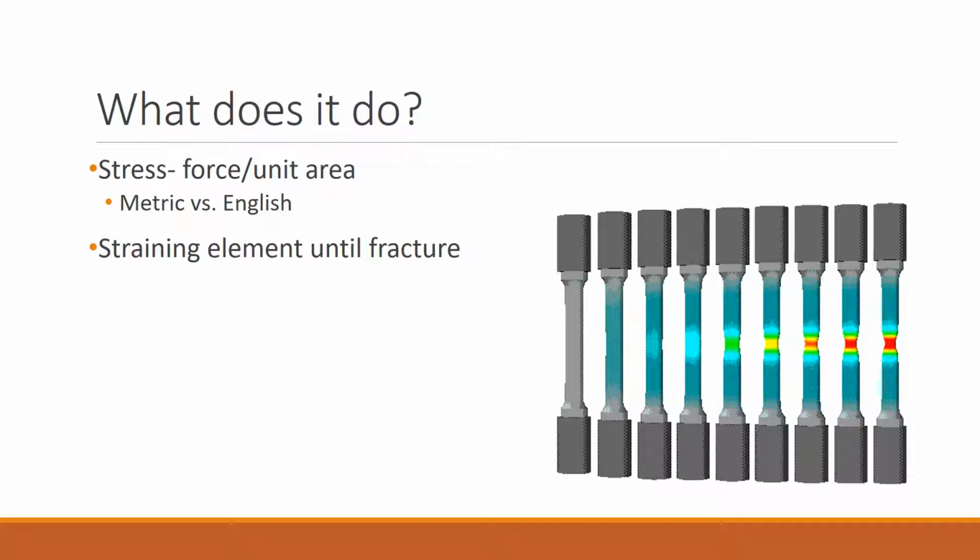The ultimate tensile strength of a material is the maximum stress that the mechanical element can handle. The tensile test measures this by straining the element until fracture. The tensile test also measures other characteristics like the elastic limit and the yield strength, which are all important in material design.